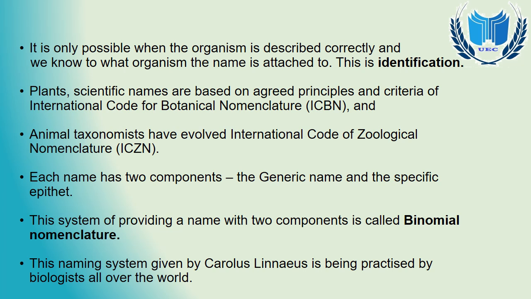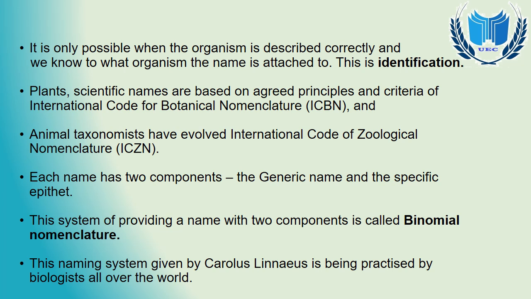What he suggested was that every organism should be given two names. This theory was given by Carolus Linnaeus, and it was accepted, and that's why it is known as binomial nomenclature. But as binomial nomenclature was internationally accepted, the scientists decided to divide it into two parts. First for plants and the second one is for animals.